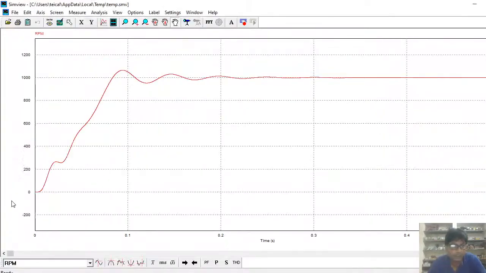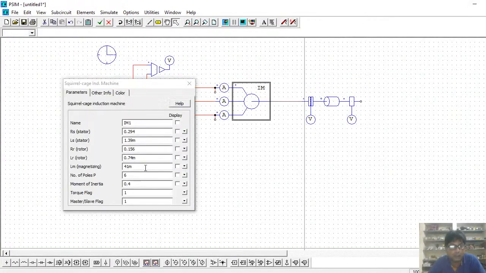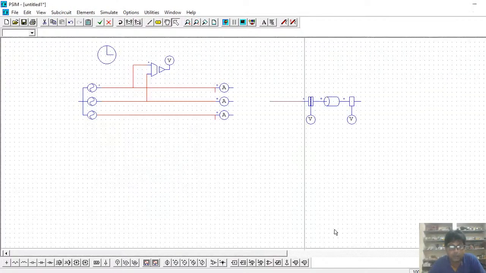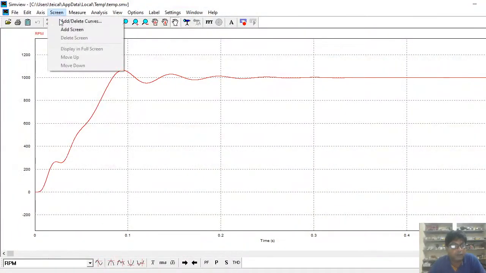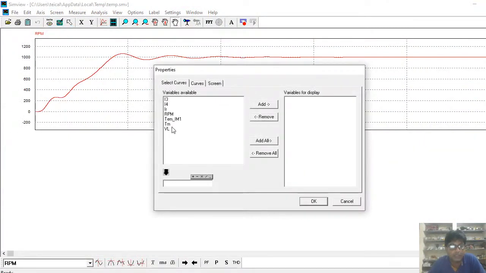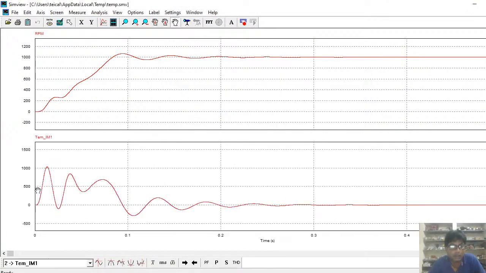You see the machine accelerated in this way, and after that, because it is a 6-pole machine, that's why it's 1000 RPM. Now if you want to see the electromagnetic torque, it is like this. First it is more, then it keeps coming down till the acceleration is complete.